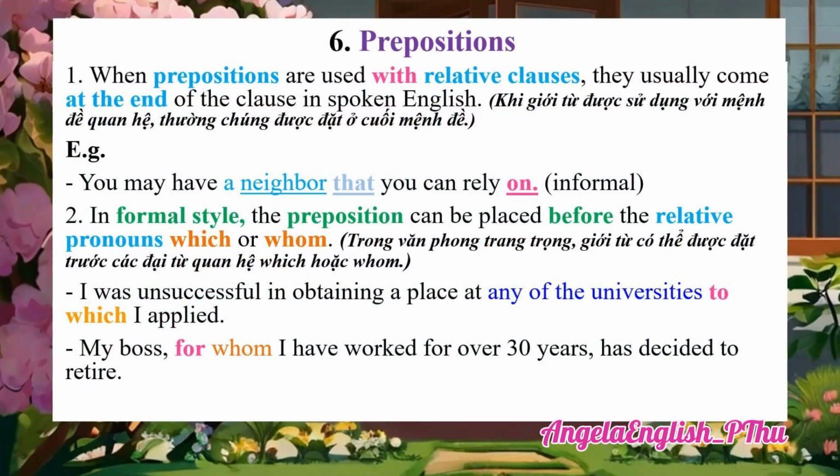6. Prepositions. 1. When prepositions are used with relative clauses, they usually come at the end of the clause in spoken English. For example, you may have a neighbor that you can rely on, informal.